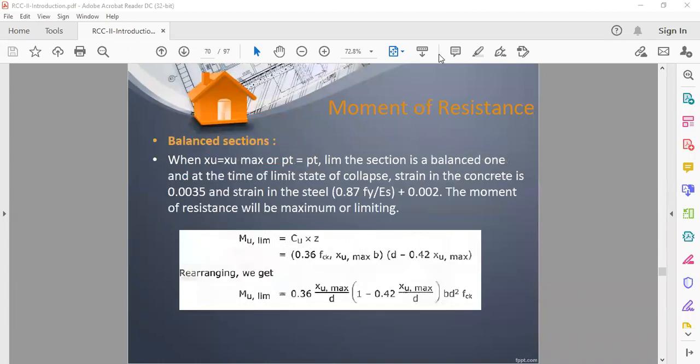And then you have this balanced section where x is equal to x max. So you can see that this is 0.36 fck x max into d minus 0.42 x max. So you have just converted it in terms of this x max by d ratio.